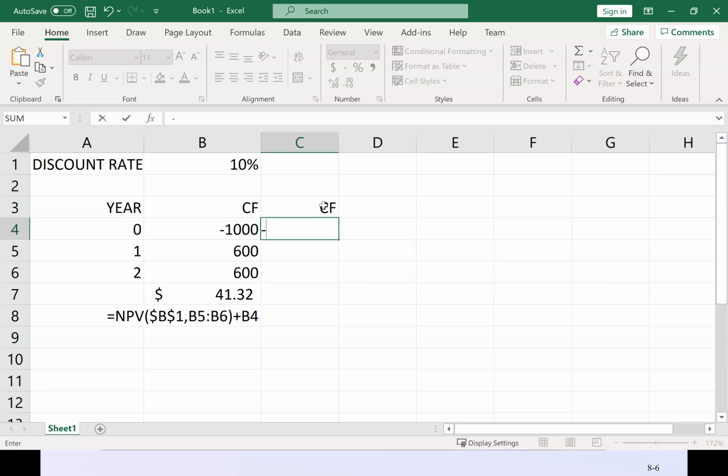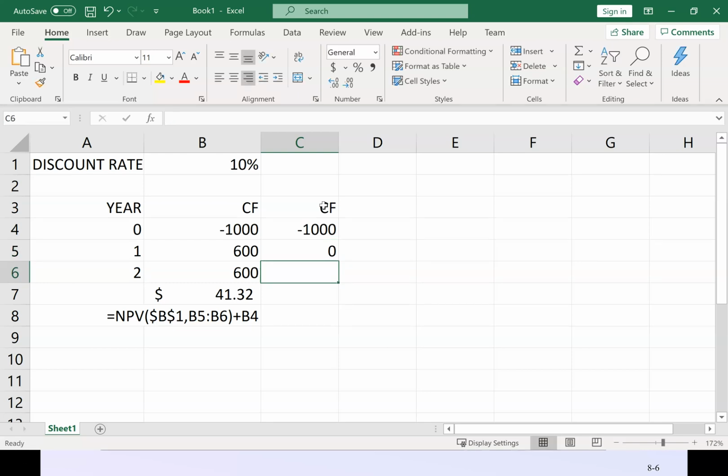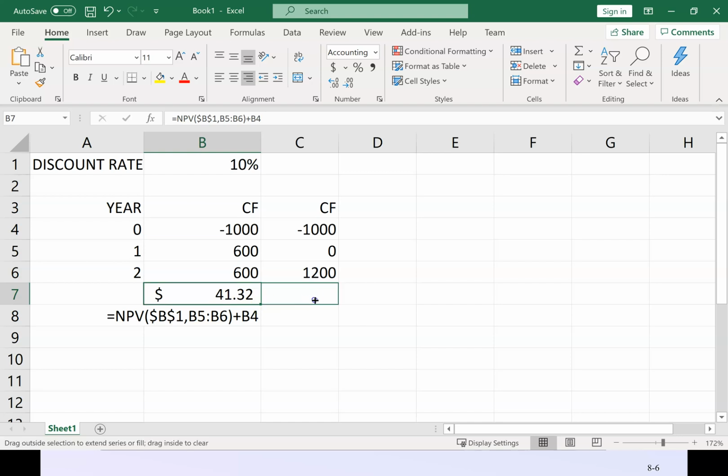So the second project had the same initial cost, but in year 1 there was no cash inflow. In year 2 there was a cash inflow of $1,200. And in this case, because we already set up the NPV function in this cell, all that we have to do is to hold this and scroll it down.